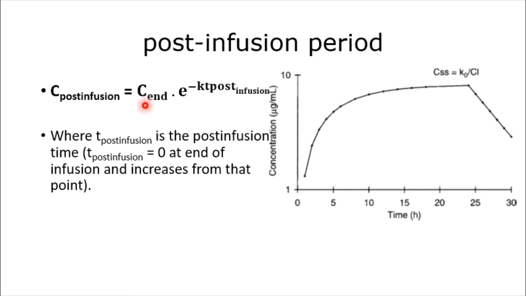And for the post-infusion period, which is any point after the infusion period, the concentration is equal to the C end, which is the last point just before the cessation of infusion, multiplied by e to the power of minus elimination rate constant by time post-infusion. Time post-infusion is any time at which we want to calculate the plasma concentration following this point. Normally we consider this as time zero, and then we calculate the time at which we want to calculate the concentration.